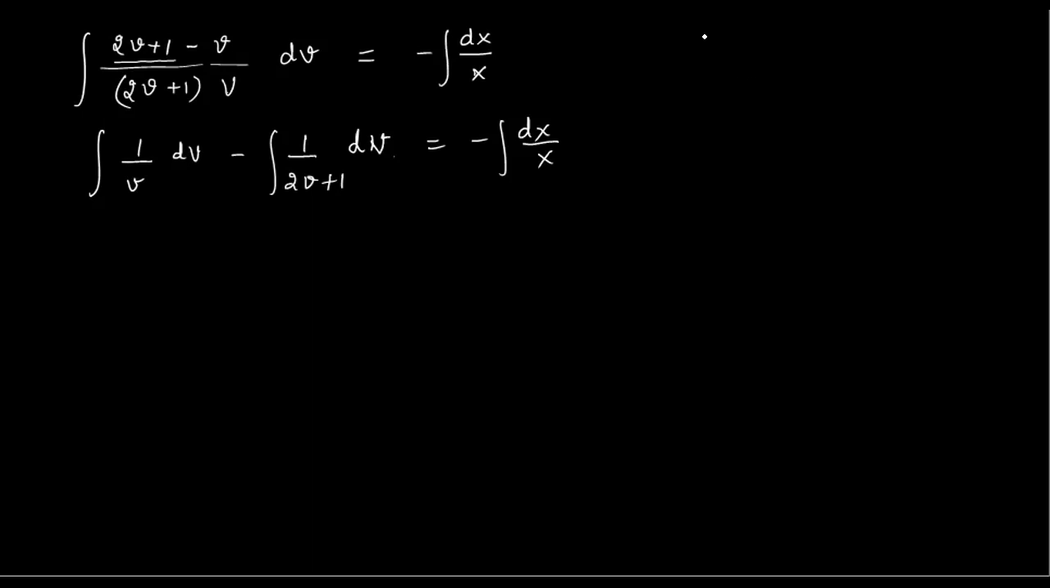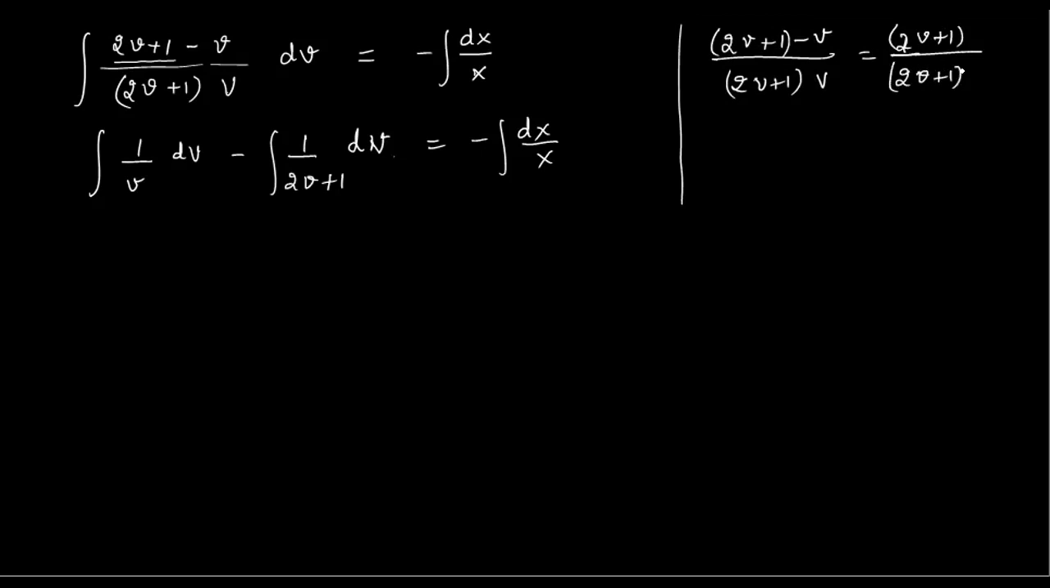Let us see how we end up getting this. Here this is (2v plus 1 minus v) over (2v plus 1) times v. So this can be rewritten as 2v plus 1 over (2v plus 1) times v, minus v over the same denominator. So 2v plus 1 gets cancelled and we get 1 over v, minus, this time v gets cancelled and we get 1 over 2v plus 1.